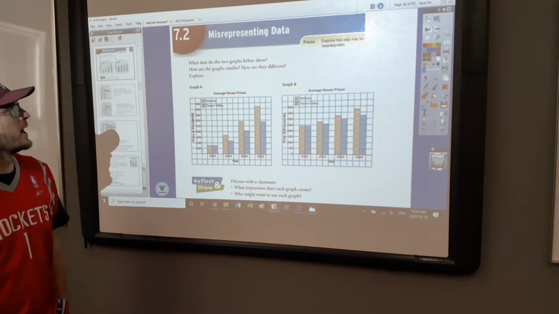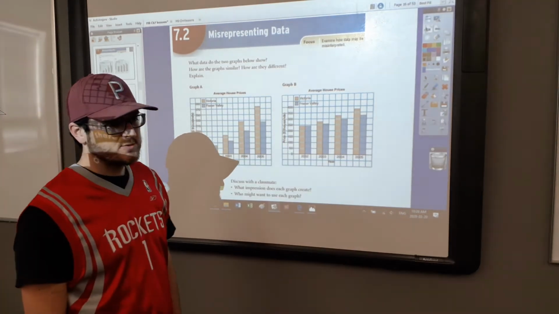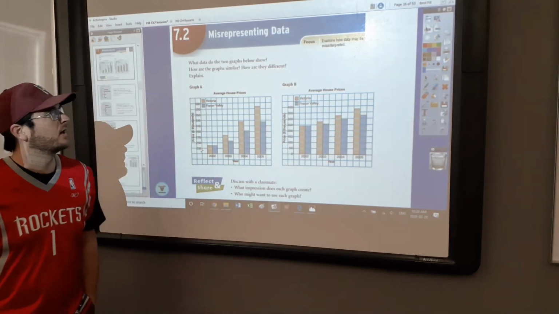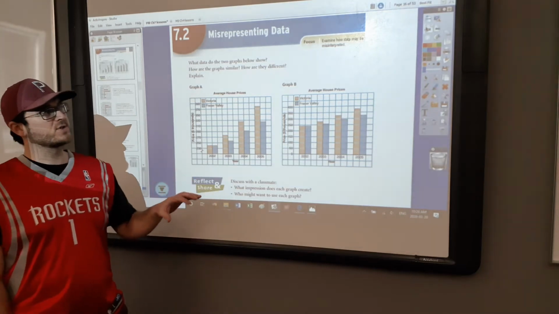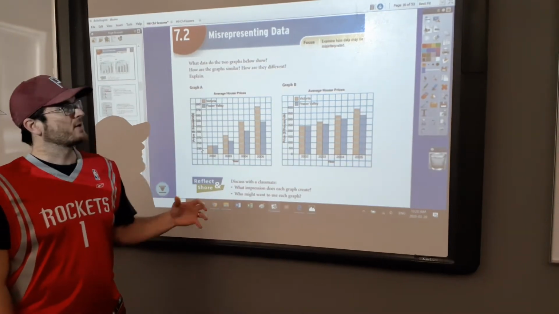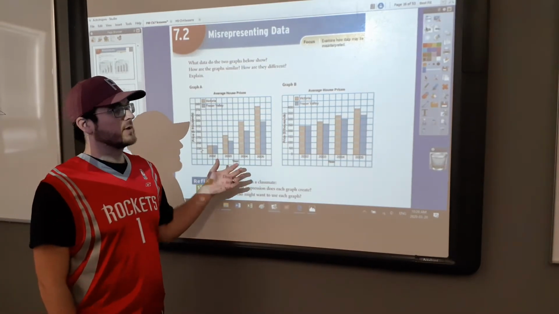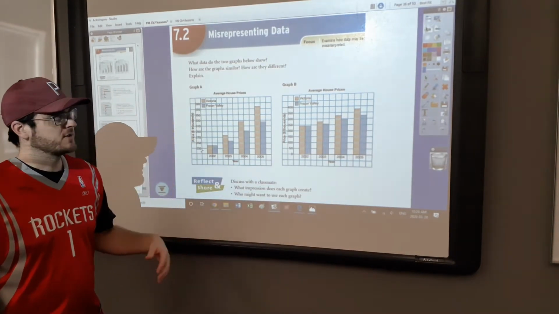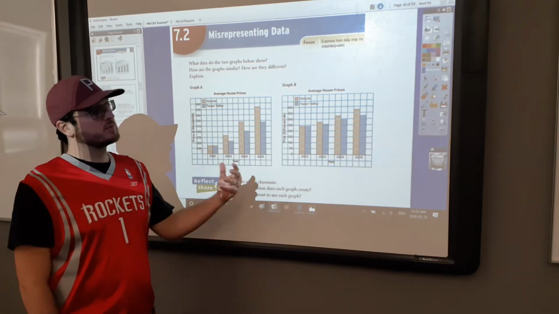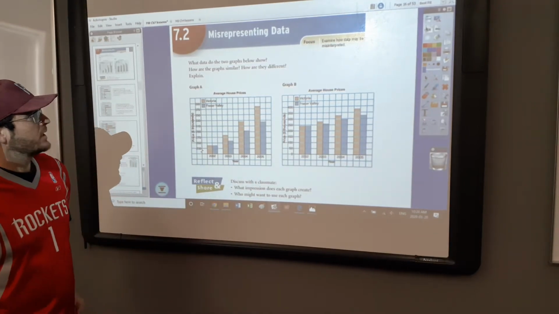Today we're going to be looking at 7.2, misrepresenting data. In the first section we looked at some of the advantages and disadvantages of different types of graphs, and in 7.2 we're going to look at how the way you display a graph can actually sometimes be misleading. So being able to recognize it and also being able to manipulate data.